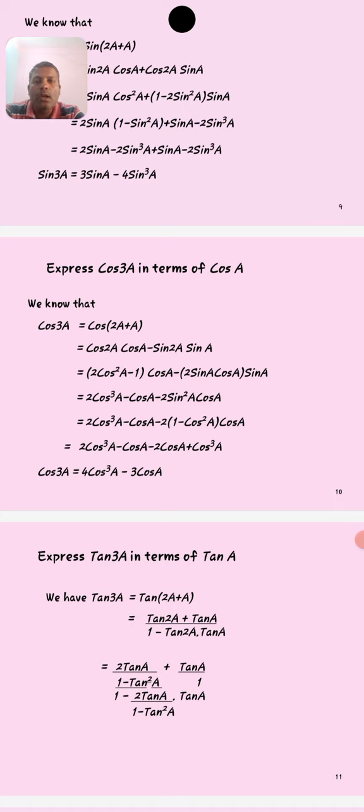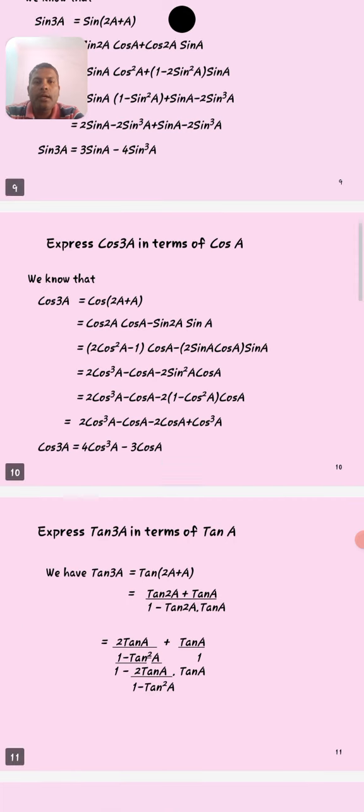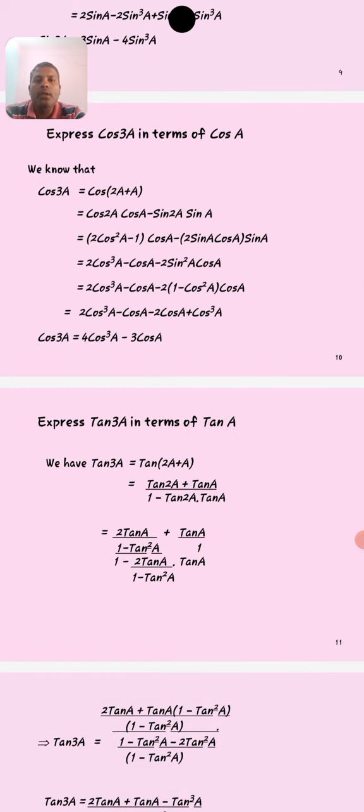Now 2 cos square a into cos a is 2 cos cube a, minus 1 into cos a, minus 2 sin a into sin a, minus 2 sin square a into cos a. Now 2 cos cube a minus cos a; in the place of sin square a we write 1 minus cos square a into cos a. We get 2 cos cube a minus cos a minus 2 cos a and plus 2 cos cube a. So we get cos 3a is equal to 4 cos cube a minus 3 cos a.